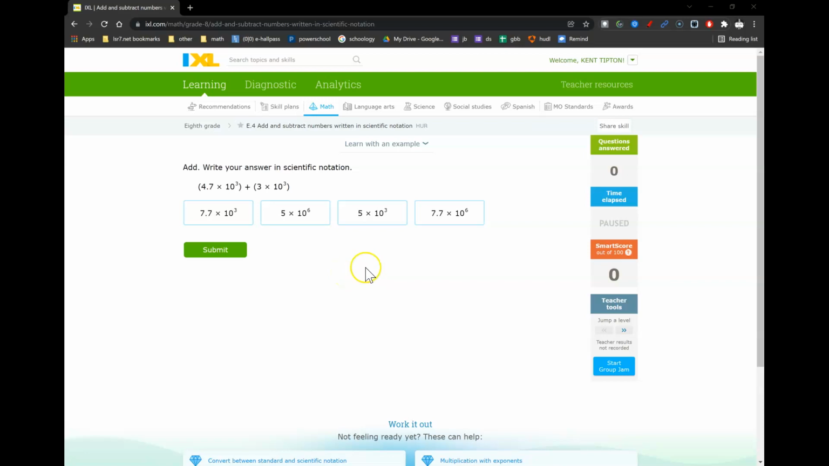All right, today we are looking at adding and subtracting numbers written in scientific notation. I thought I'd just go through a few examples in your IXL practice sections here. Okay, this first one we have adding.